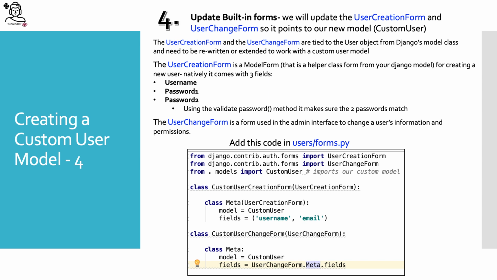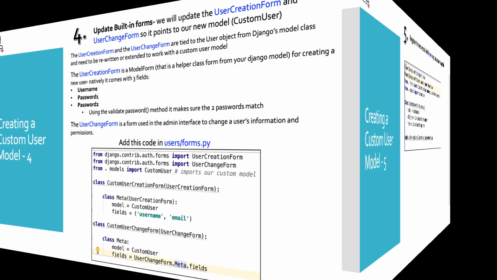And even more straightforward, on the CustomUserChangeForm, we are just using the UserChangeForm.Meta.fields. So we're not adding anything. We're just pointing to the model. That's all we're doing here. So there's not a lot going on.